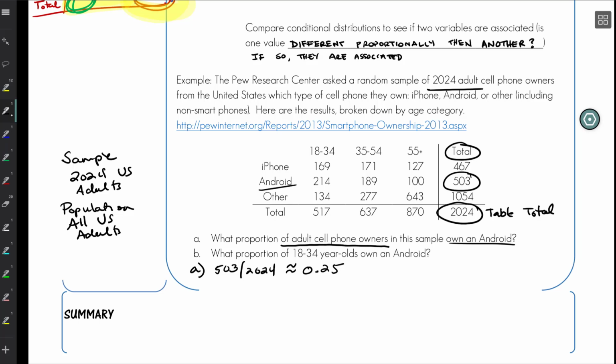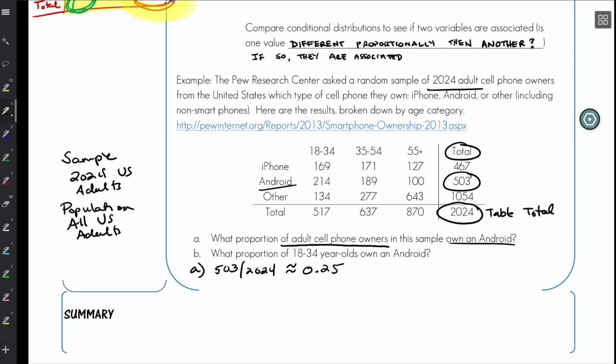And you can start to see how this could be really helpful in a business setting. Maybe you're a market research developer for some kind of app and you want to know, okay, who should I be developing this app for? Android owners, iPhone owners, or something else? Should I broaden my horizons a little bit? By knowing these marginal distributions, that can help us make decisions.